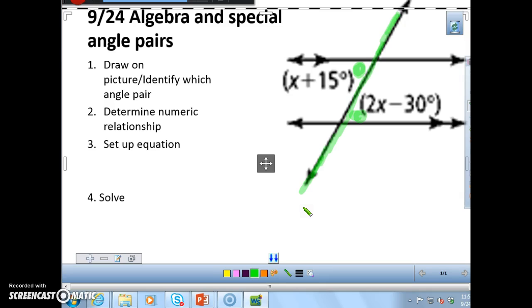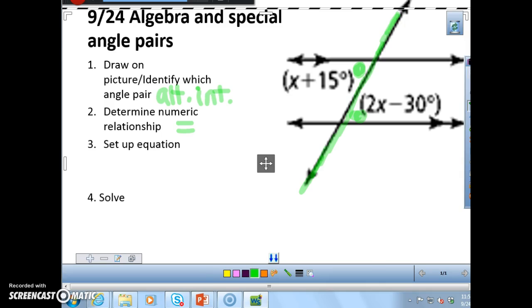All right. So we identify that. Then we can go to our graphic organizer if we don't have those relationships memorized. So we go to alternate interior angles, we lift up the little flap, and what numeric relationship do they have? Do they add to 180 or are they the same? They are the same.